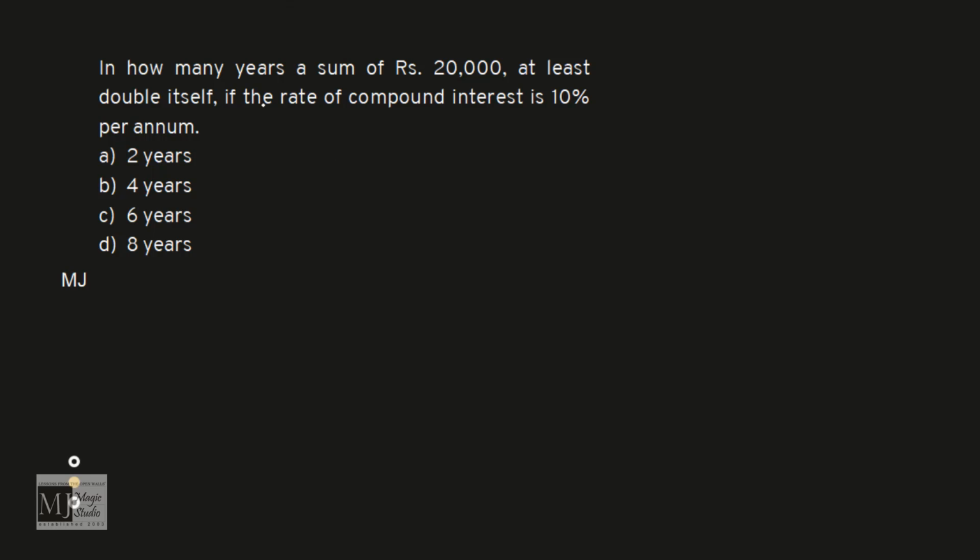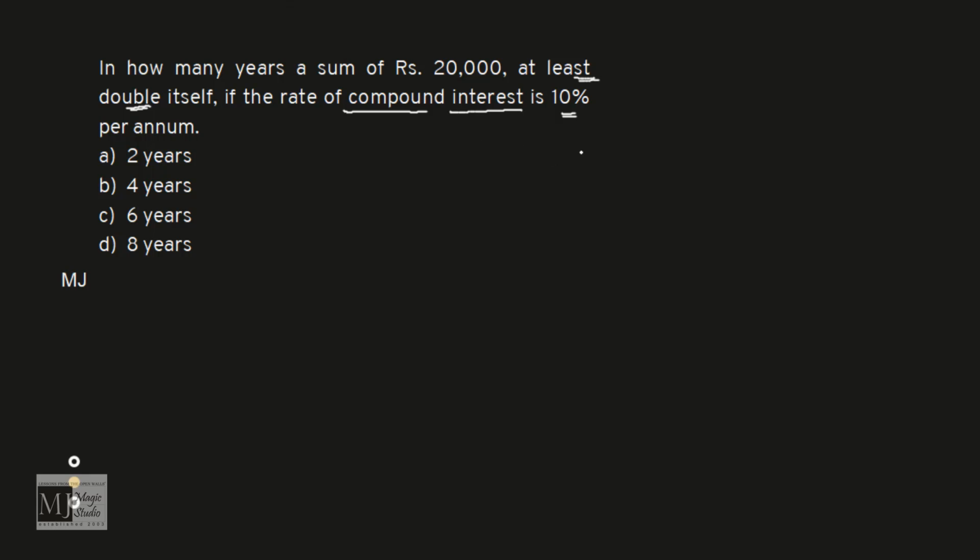First question first. In how many years a sum of rupees 20,000 at least doubles itself if the rate of compound interest is 10% per annum? With each question, I'll try to put in the concept also so that we are clear with that first, and then we can see how easy it becomes for us to calculate things.